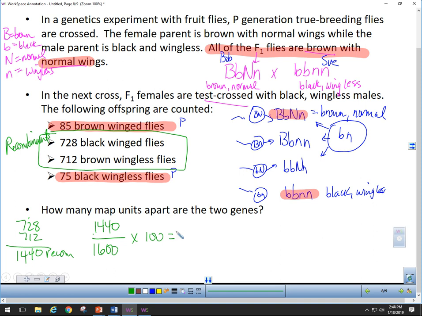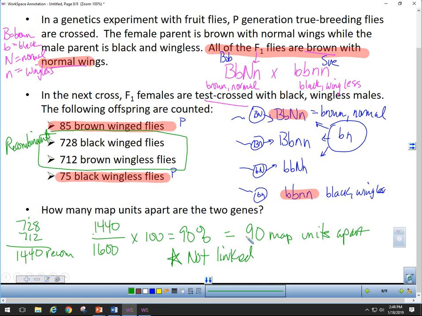So I literally have a 90% recombination frequency. Therefore, these two genes are located 90 map units apart. Y'all, because of that, these genes most likely are not linked because they are really far apart on the same chromosome.